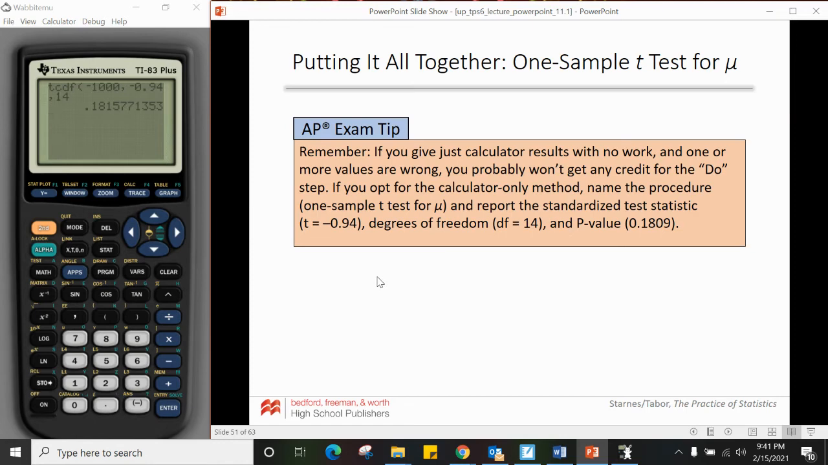If you opt for the calculator-only method, name the procedure like we do in the plan phase. Report the standardized test statistic. I would do even more. I would say the x bar, I would say s sub x. I would find our t value or t score using that formula. I would state the degrees of freedom, and then I would state the p-val. Now, you can find the p-val this way. This is totally okay. But you should state all those other things in addition to it. Make sure you get full credit.